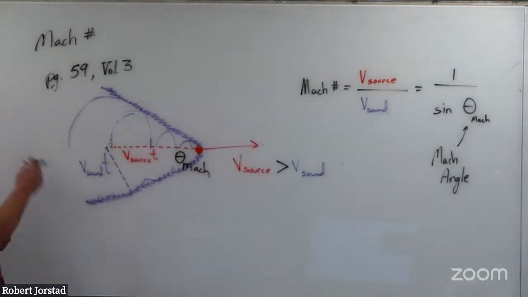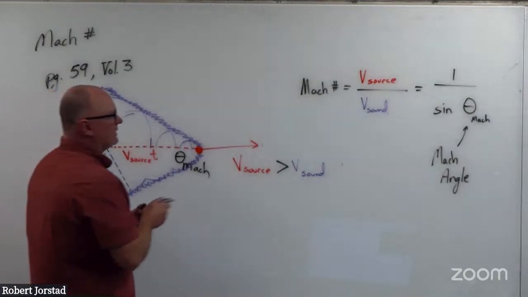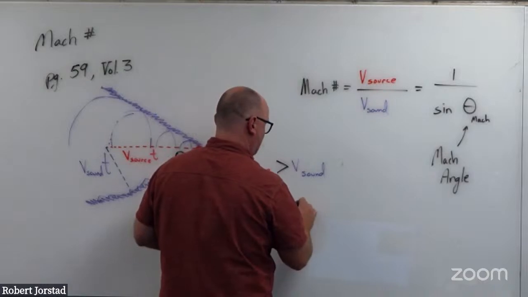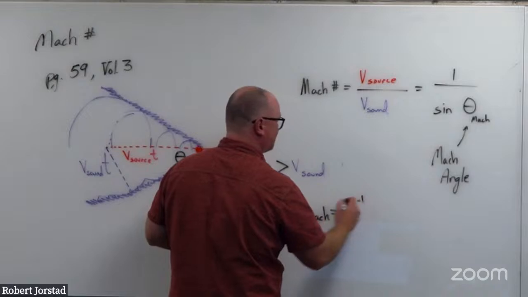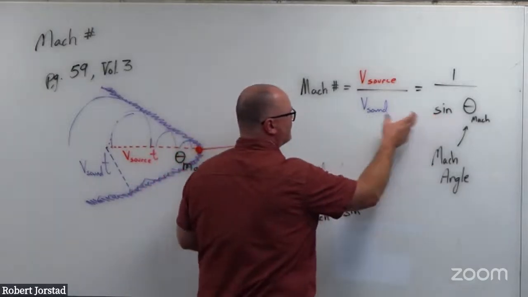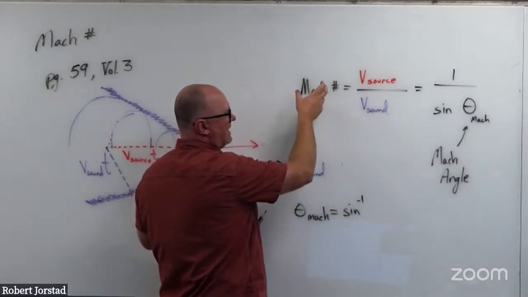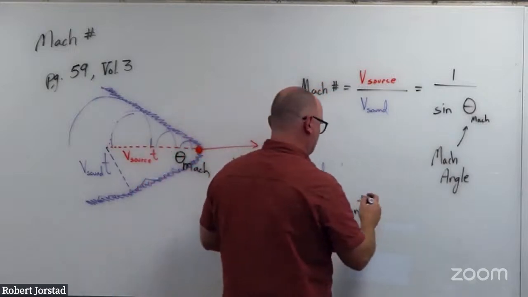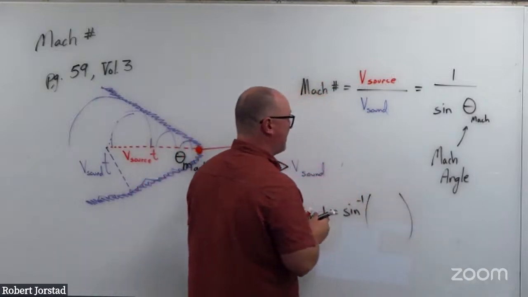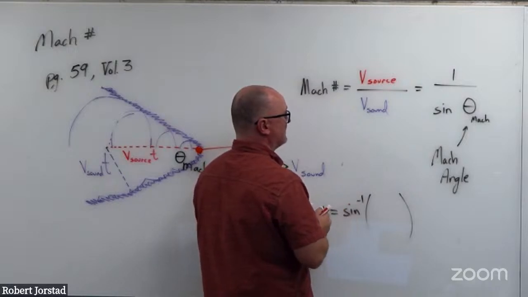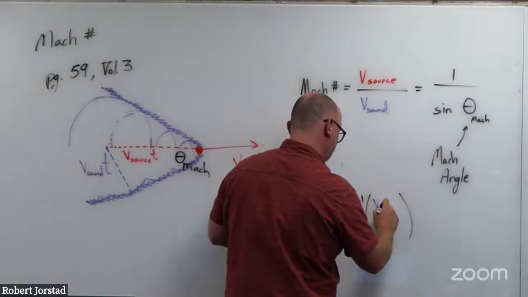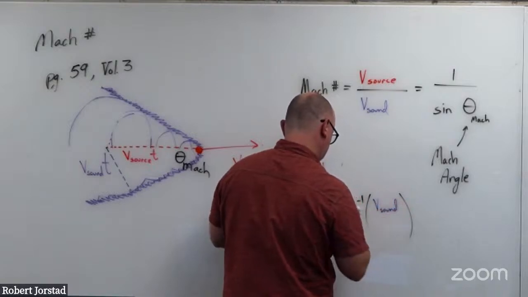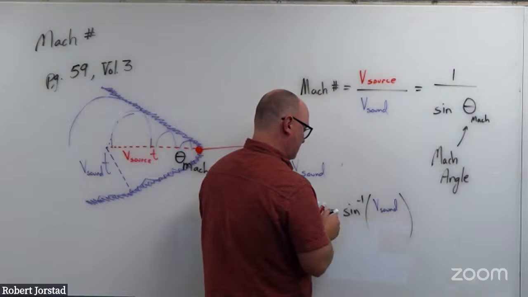So the angle that that cone takes depends on the source speed. So if we look at this, maybe we could rearrange that. Theta Mach is equal to sine inverse, and let's see if I screw this up, I'm really tired. Move this up here. We take sine inverse of this. Let's see, we're going to have to flip it upside down. Make sure I don't screw this up.